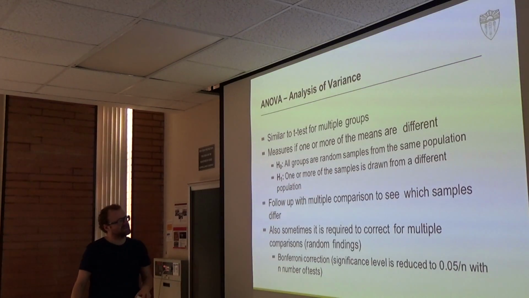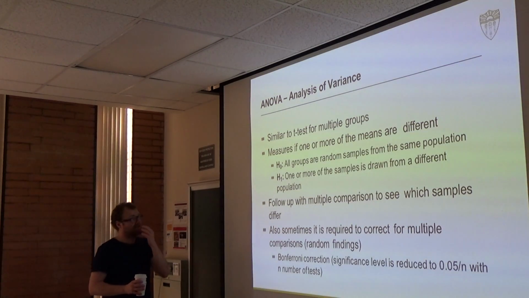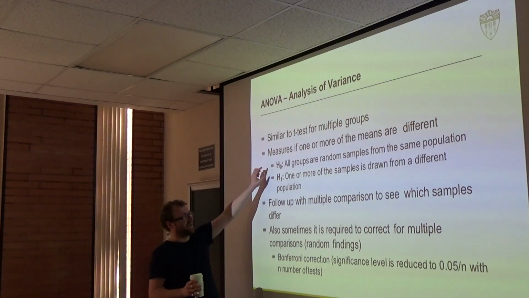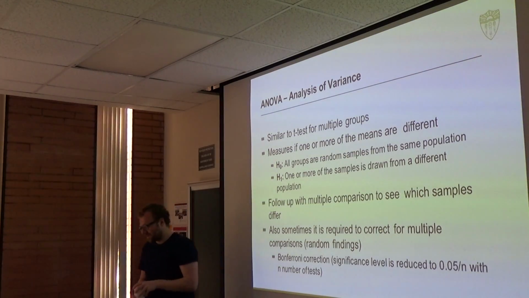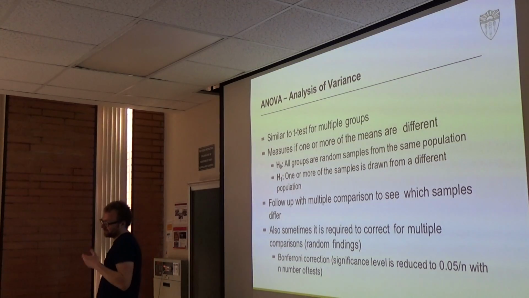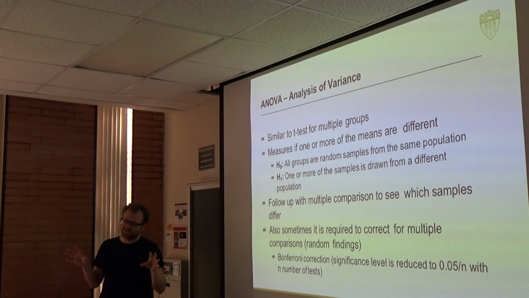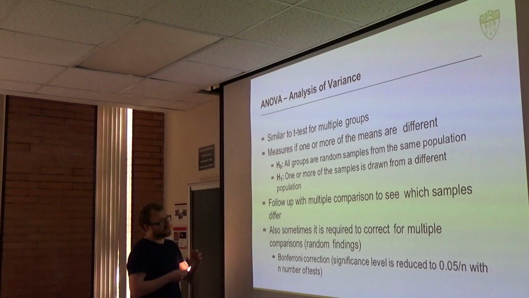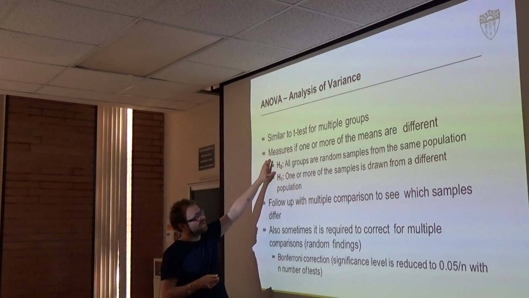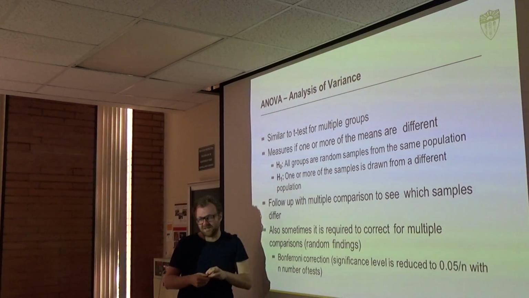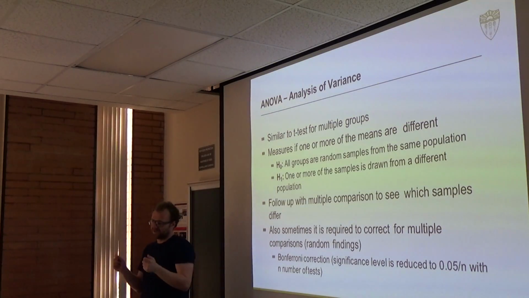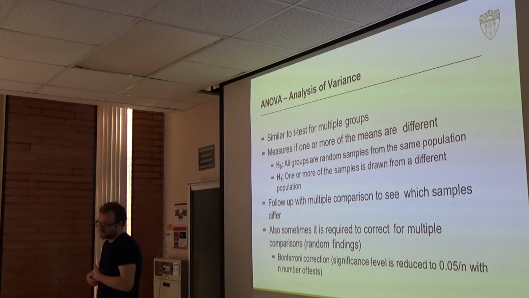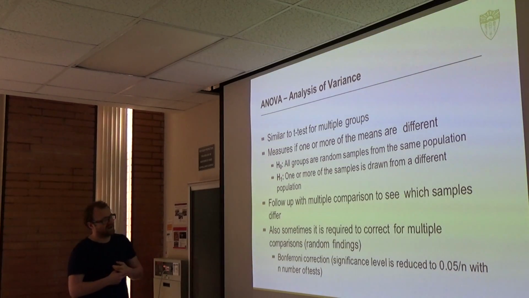Yeah, so a couple of examples. If you have multiple groups, you can do an ANOVA test, which in this case tells you that one or more of the groups in your ANOVA have different variances. That's all it tells you, right? Or that it is sampled from a different population. It doesn't tell you which groups are different, so you have to do post hoc tests to see which groups are actually different from each other.